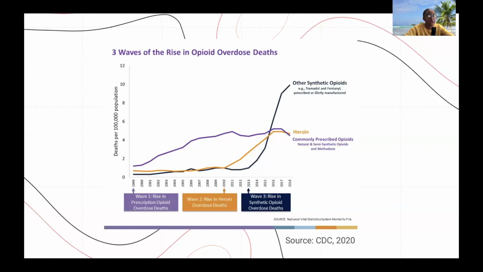The third wave began in 2013 with significant increases in overdose deaths involving synthetic opioids, particularly those involving illicitly manufactured fentanyl. You can see that the black line right here just shoots up in 2013, much higher than both commonly prescribed opioids and heroin. And it's seemingly still rising.